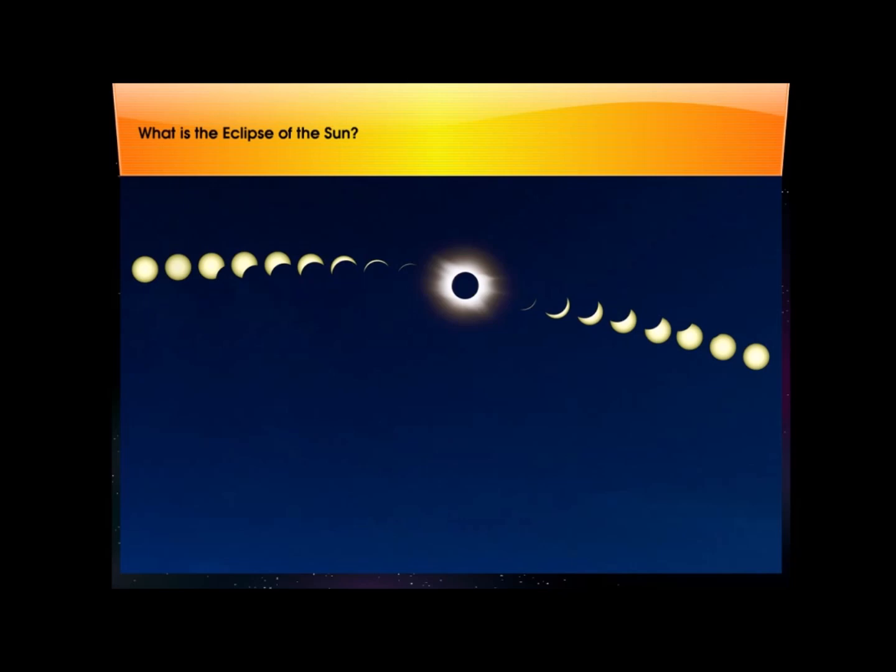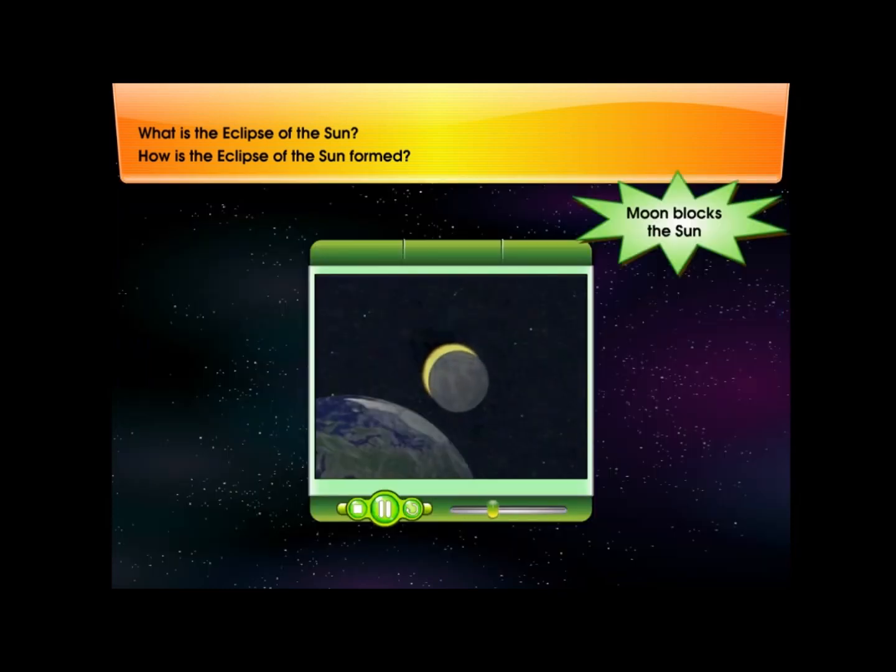What is the eclipse of the sun? How is the eclipse of the sun formed? What will happen on Earth when the moon blocks the sun?